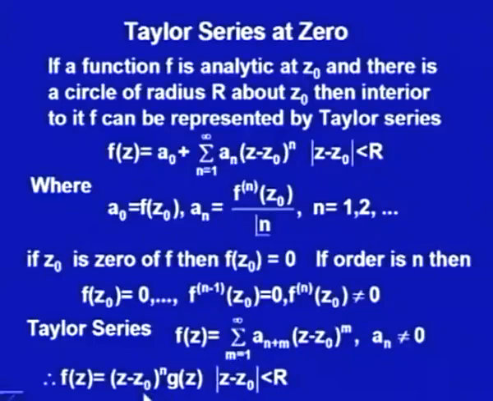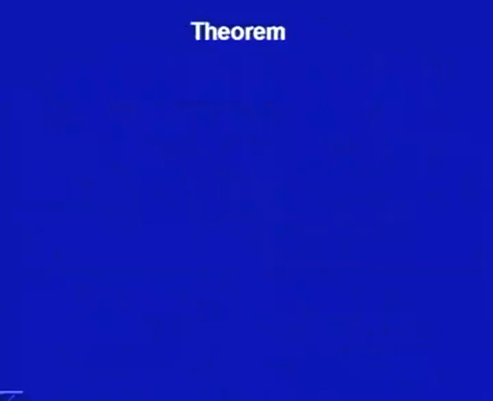Since I have written it in this manner, you see how I have started. What I would get here is a_n (z minus z naught) to the power n plus a_(n+1) (z minus z naught) to the power n plus 1 and so on. So (z minus z naught) to the power n I have taken out. Then what I would get is a_(n+1) (z minus z naught) plus a_(n+2) (z minus z naught) squared and so on, and a_n is not 0. So g of z naught would be a_n, and that is not 0.